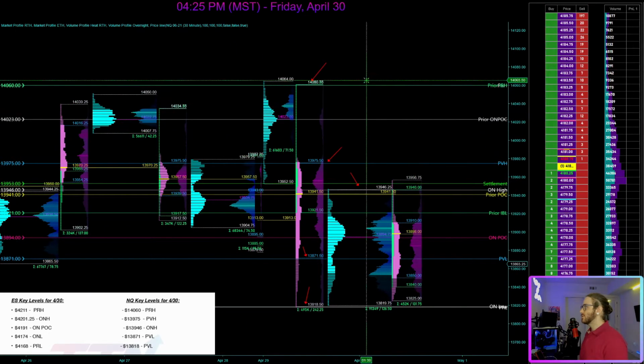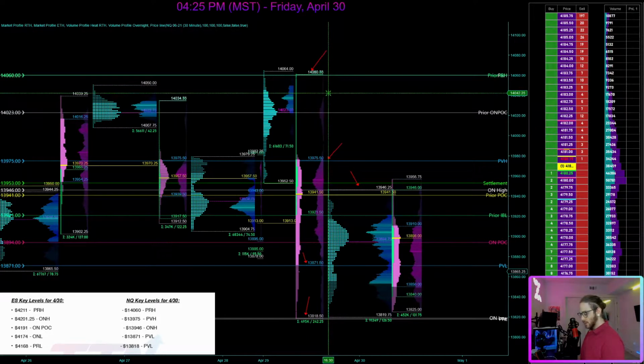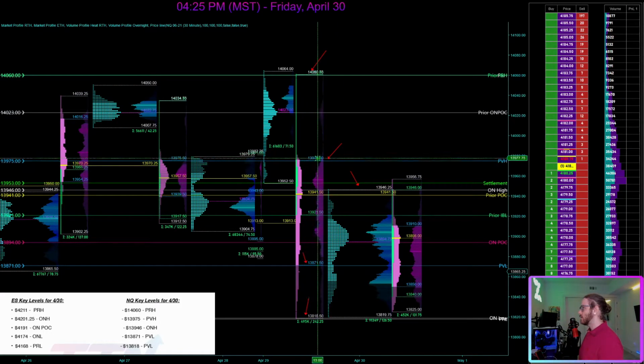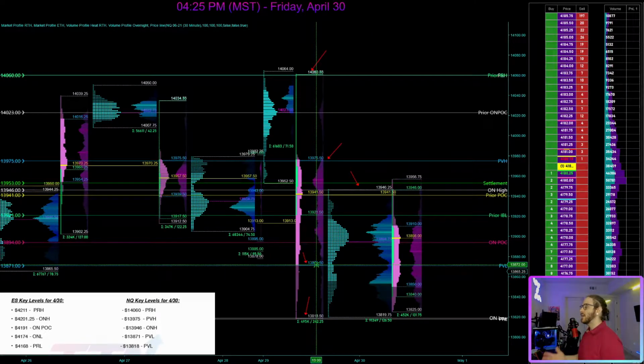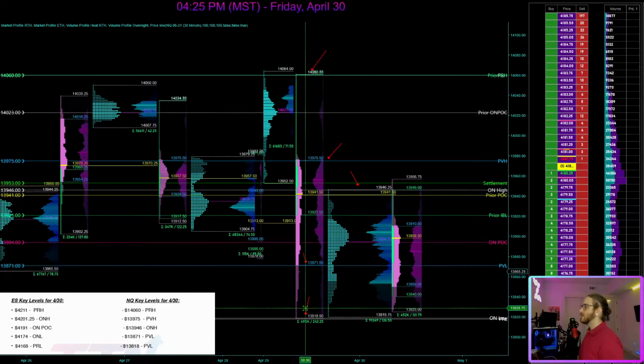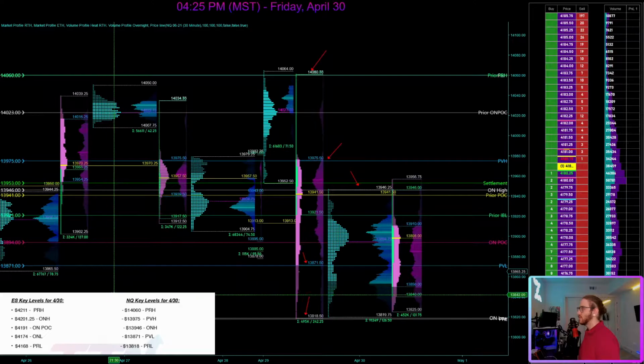And the first level that I was looking at on NQ was the prior range high up here at 14,060. The second level I was looking at was right here at 13,975. That was yesterday's value area high. The third level was the overnight high just below that at 13,946. Fourth level was the prior value area low at 13,871. And last but not least, I was looking at the prior range low down here at 13,818. This is actually just a one-letter typo, so that should be PRL and not PVL.